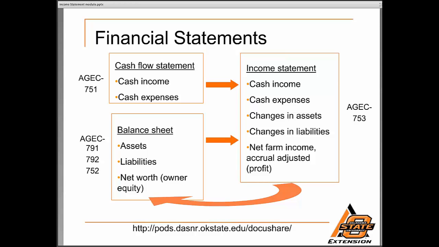Beginning and ending balance sheets, along with the cash flow statement, will provide information necessary to construct an accrual-adjusted income statement. The numbers in this slide refer to OSU fact sheets. The fact sheets provide more specific details. Step-by-step instructions and detailed examples are available with the fact sheets. Ag Ec 753 provides information about constructing a detailed accrual-adjusted income statement.